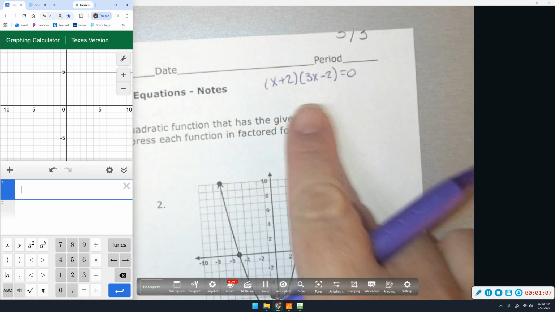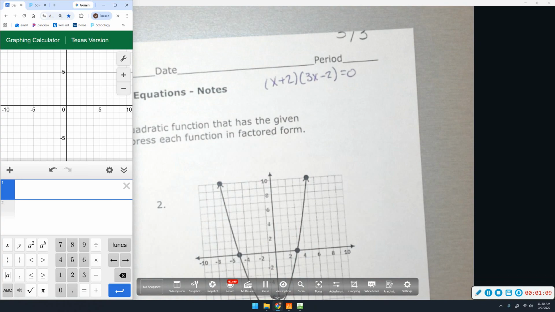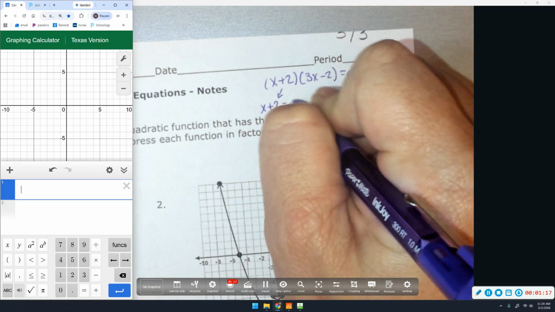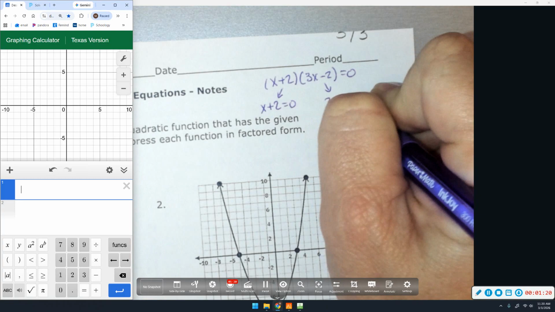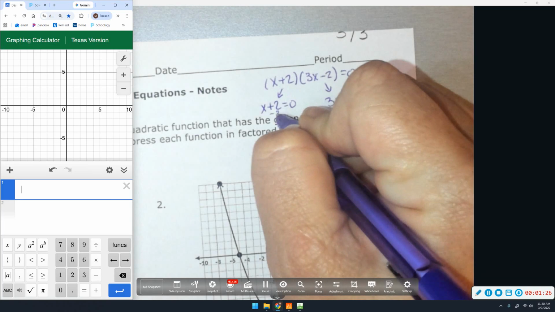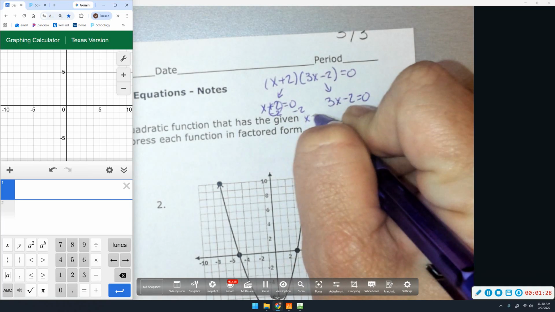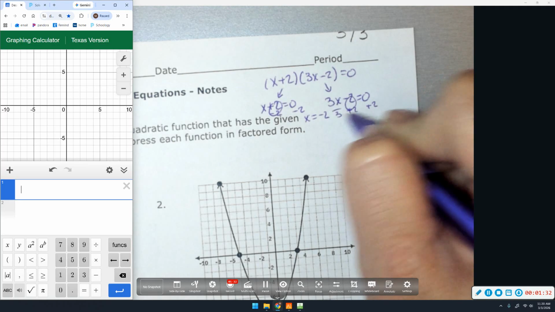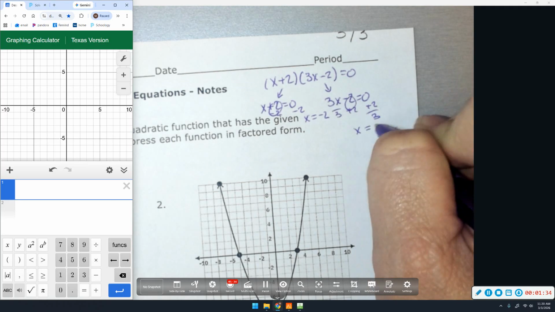Okay, so what would we do to solve this without using our calculator? A box? No, we already factored it. It's in factored form. We'd set them both equal to 0, yes. Good job. So we set them both equal to 0, and we solve for x, right? I would do minus 2, minus 2. This would give me x equals negative 2. Here I would do plus 2, plus 2. And then I would divide by 3, and I get x equals 2/3.